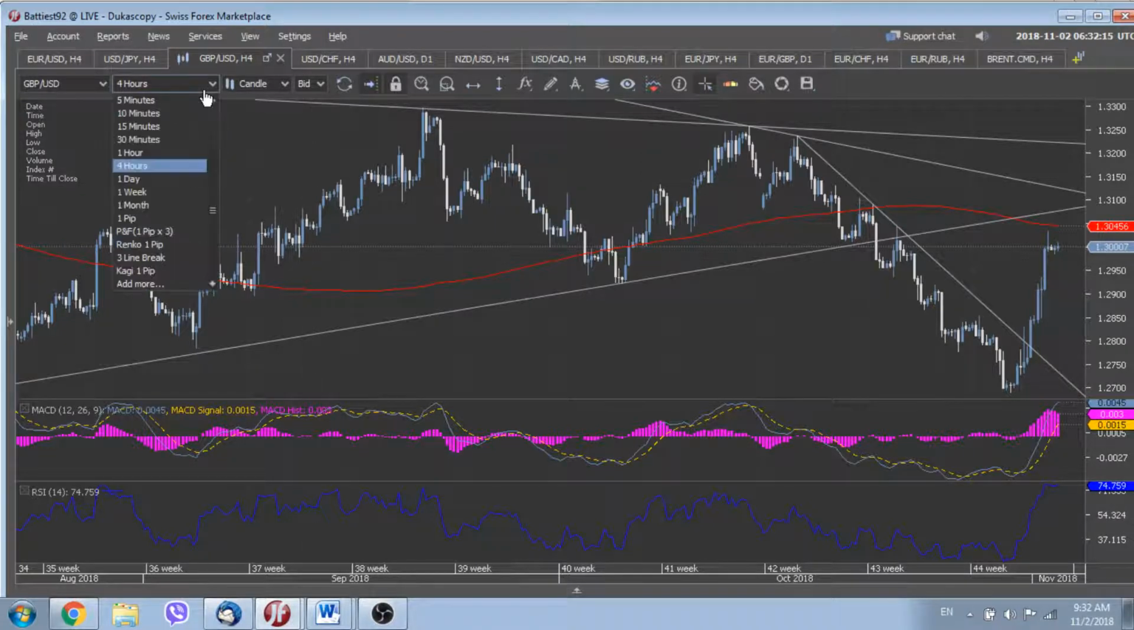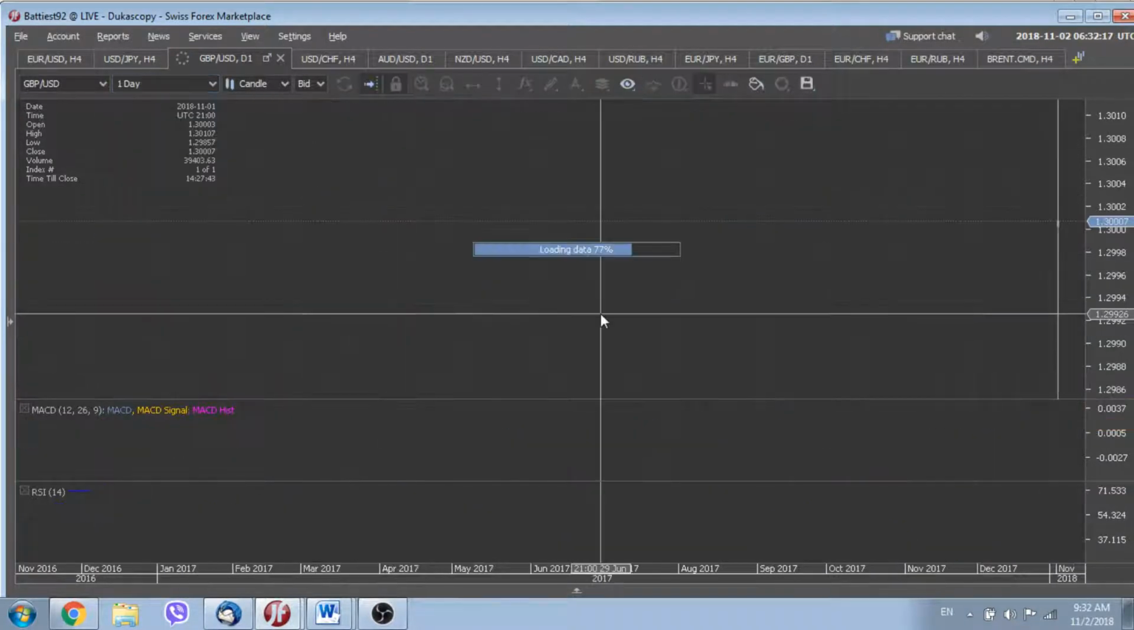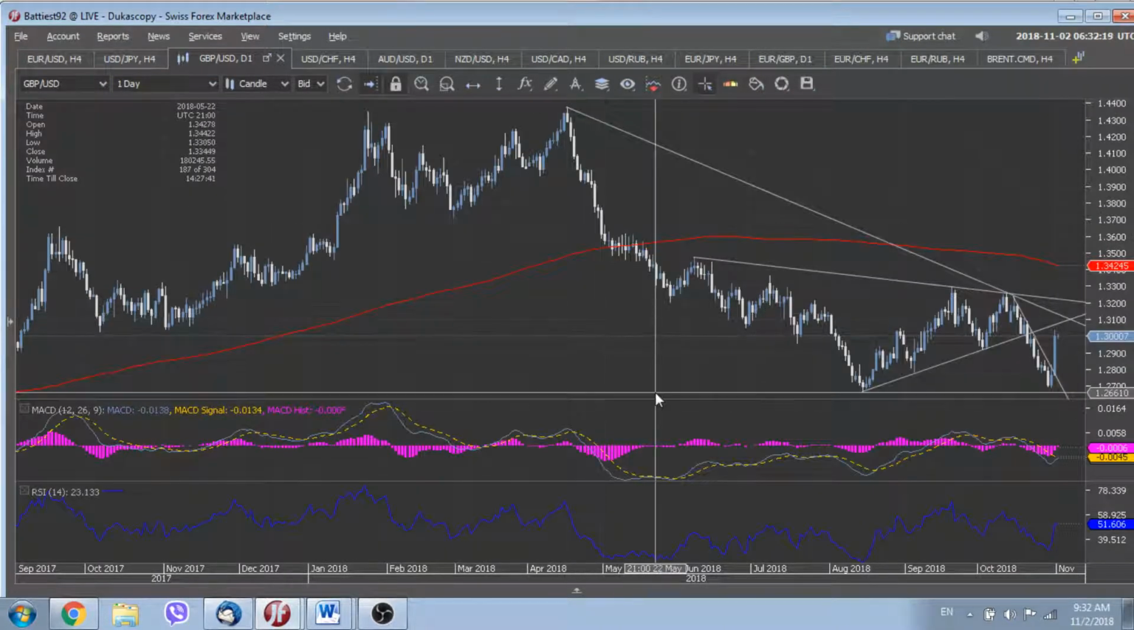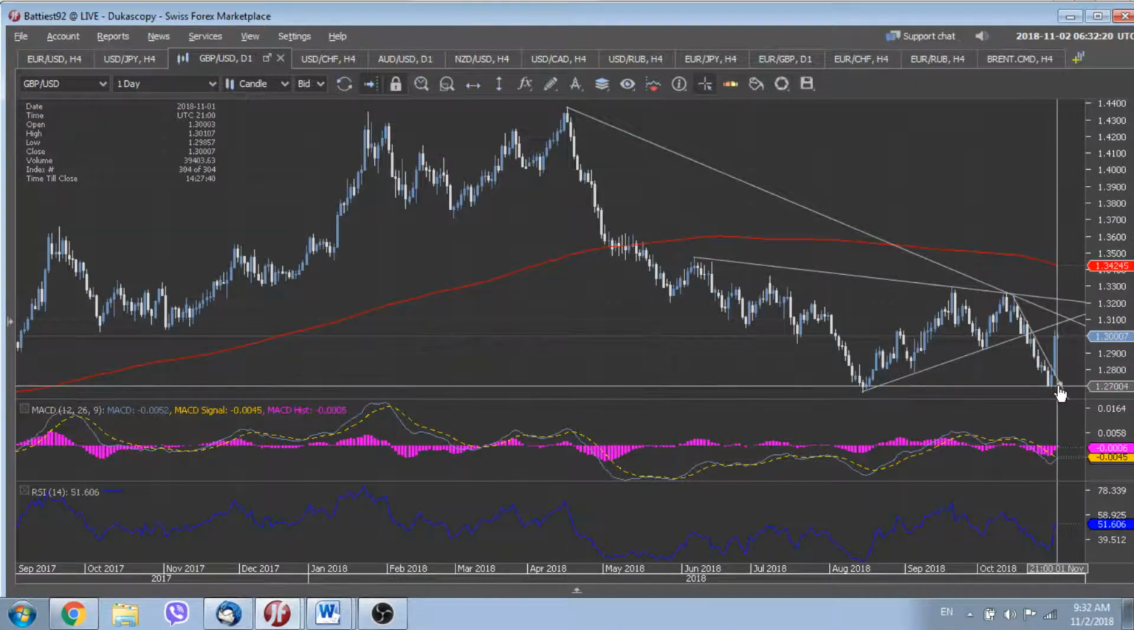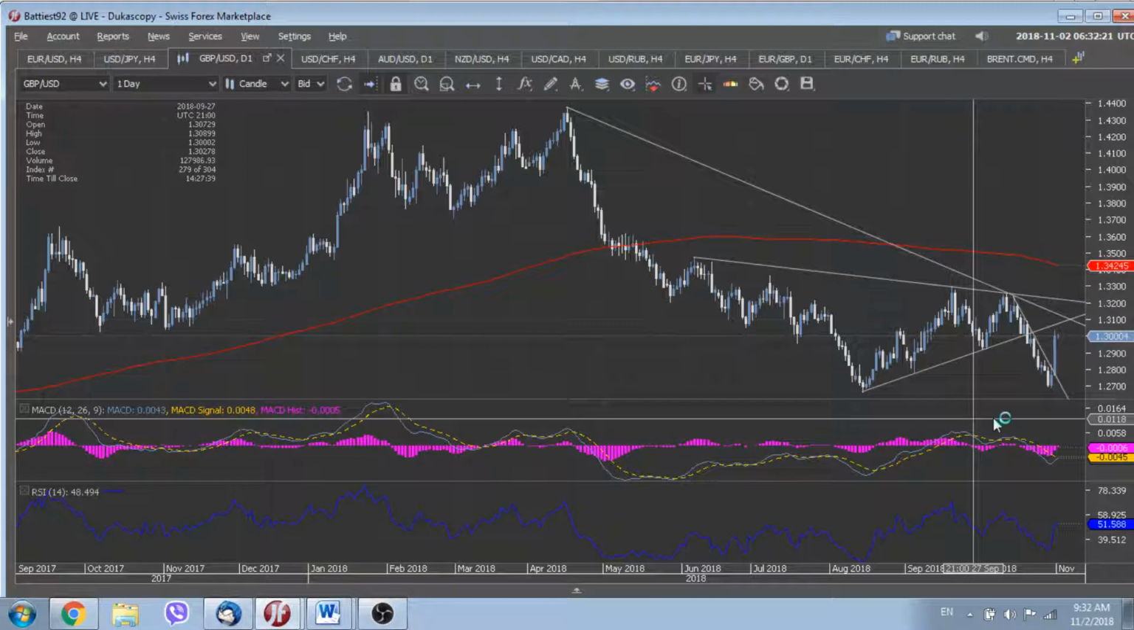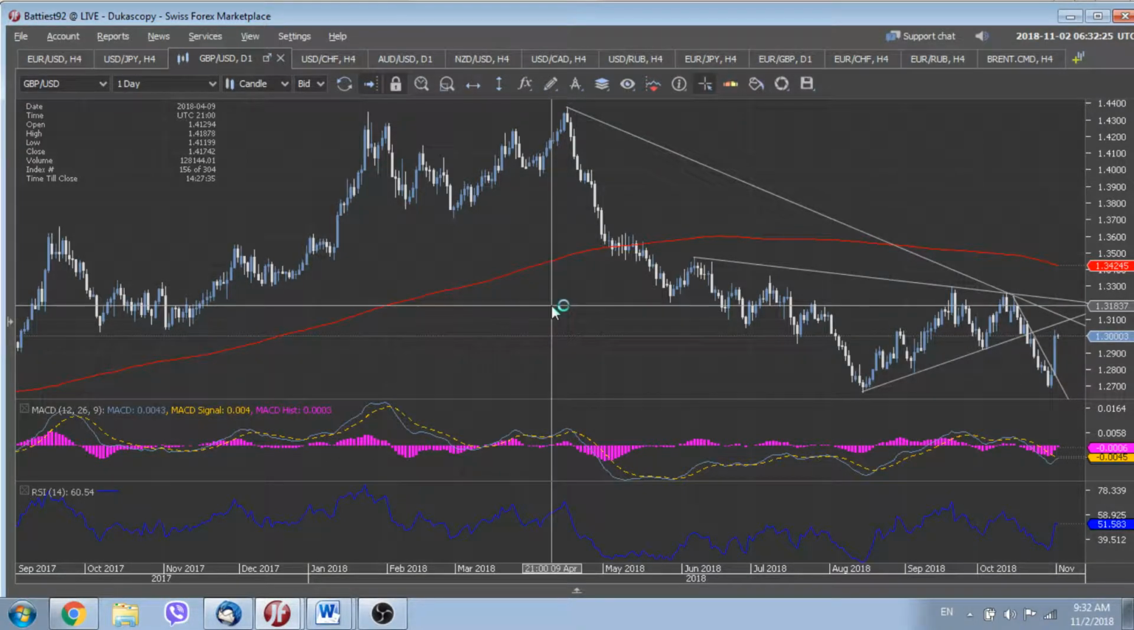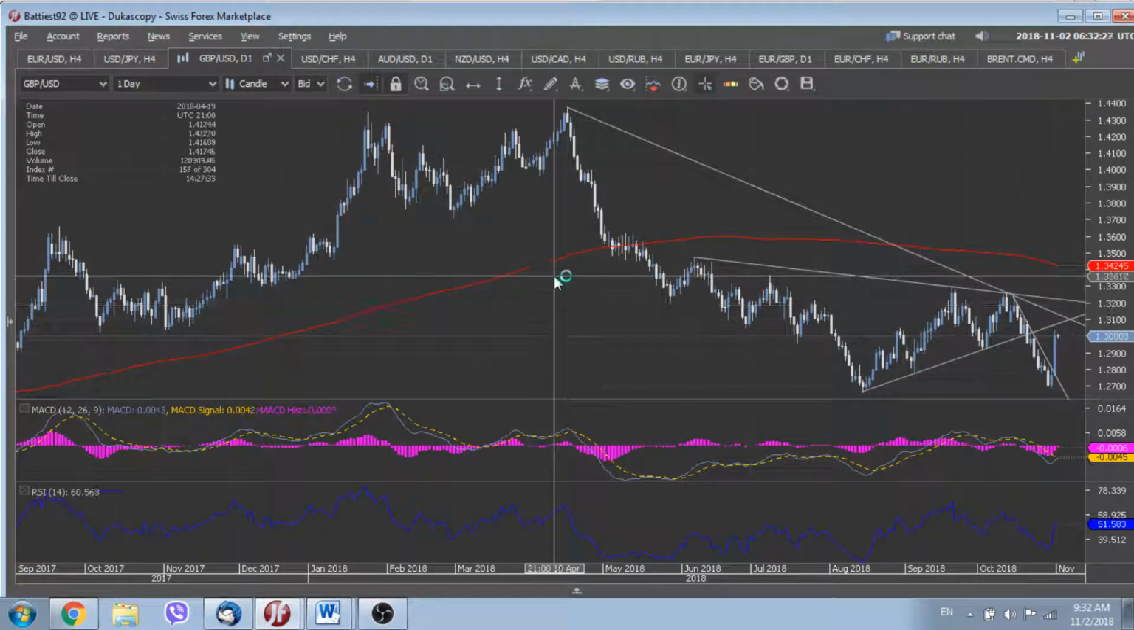Anyway, all in all, if we look at the daily chart, once again we probably formed a double bottom formation in the cable, and probably during the next weeks we could see some higher resolution from the cable. The time will show, of course.